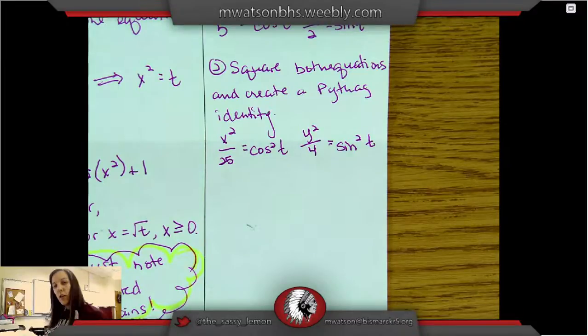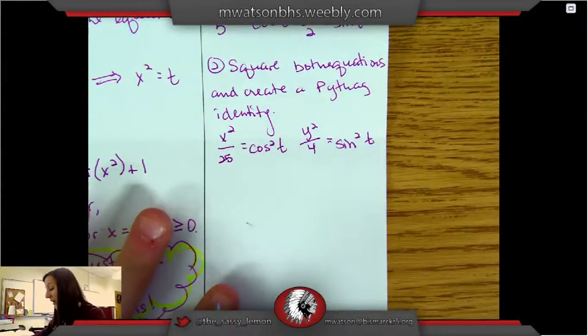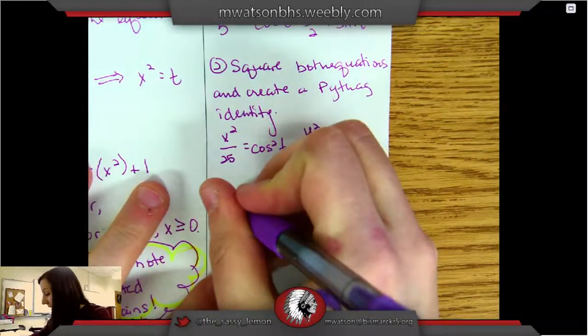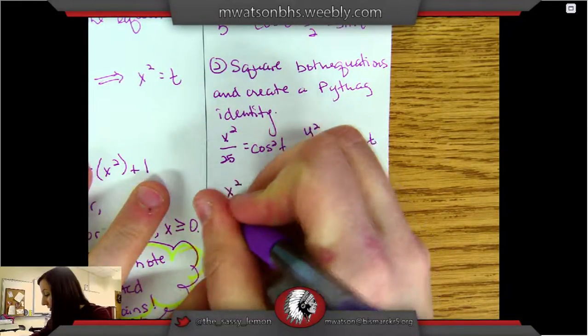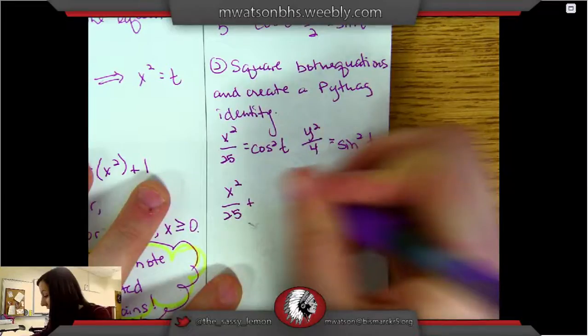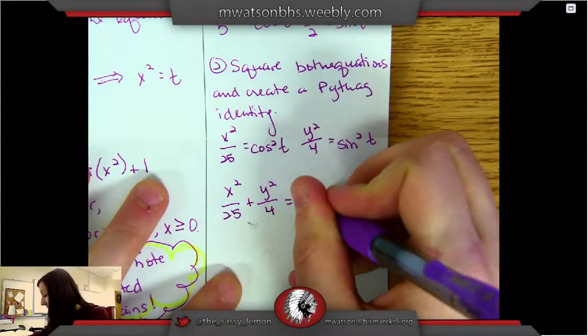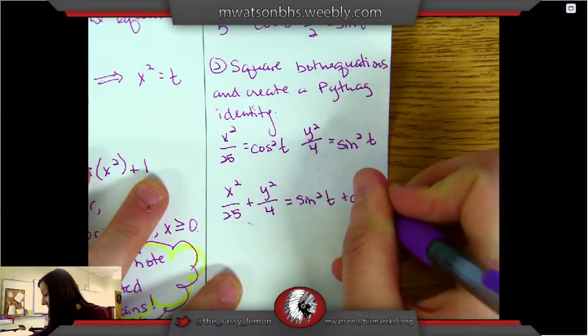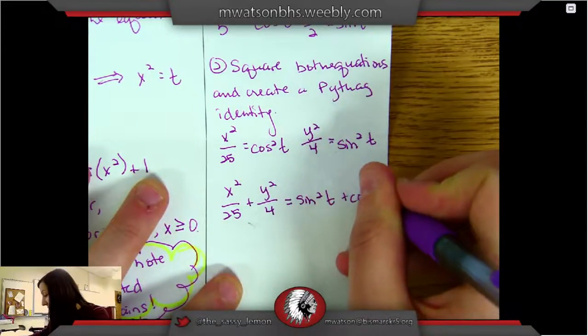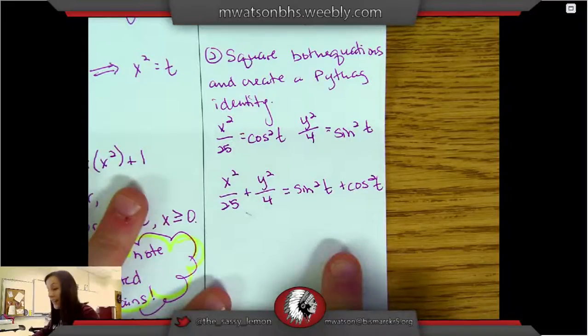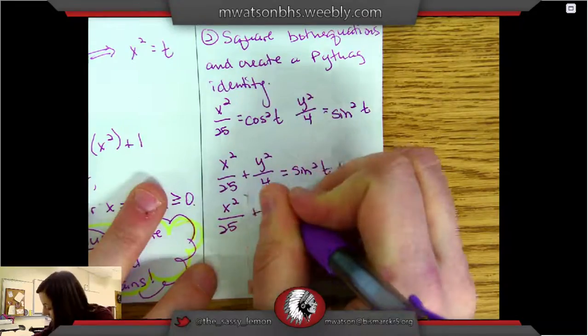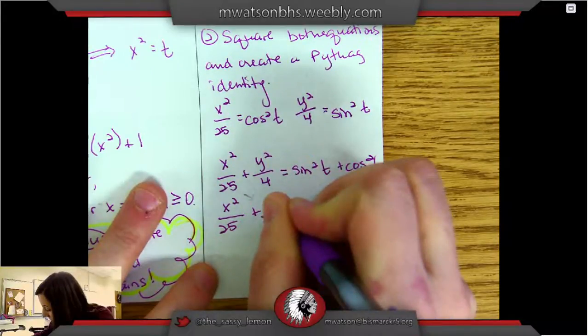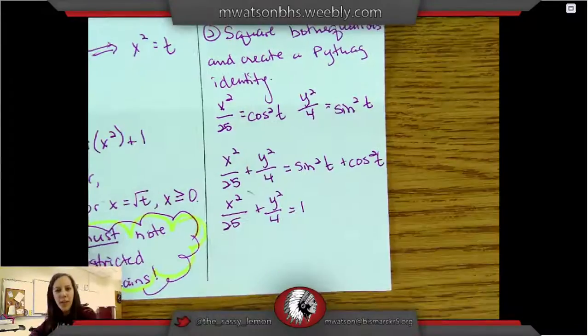So what we can do is add these two equations together, left sides and right sides, and we get x squared over 25 plus y squared over 4 equals sine squared t plus cosine squared t. And that eliminates the t, because that equals 1 over there. Ta-da! So it's really kind of crazy, but it works.